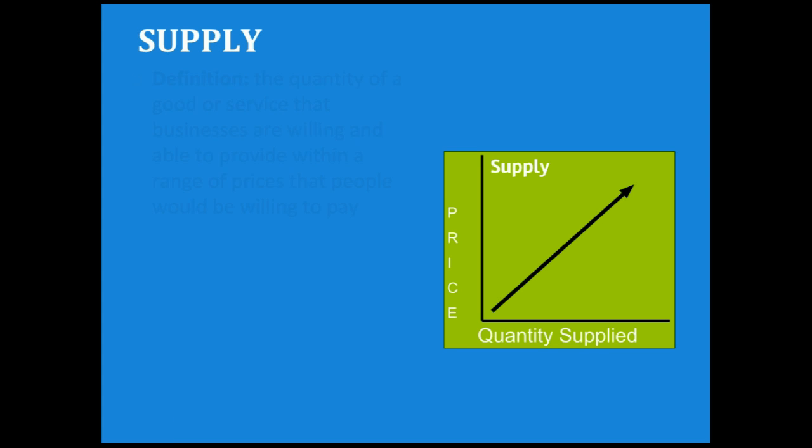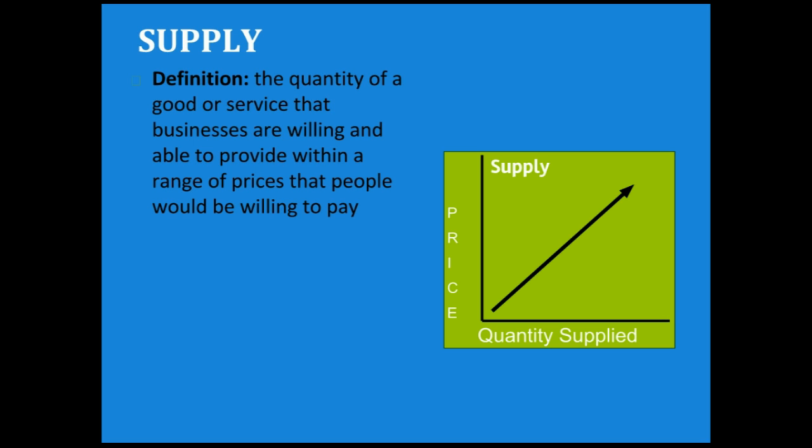So supply. With supply, the definition is the quantity of goods or services that businesses are willing and able to provide within a range of prices that people would be willing to pay. So you can't just charge crazy amounts of money and expect people to say, okay, I'll pay that crazy price. There has to be some type of limitation. For example, if somebody was selling you a tissue box for $500, chances are you probably wouldn't buy it, given it's not coming from a celebrity or there's something very special about it. That's what we're talking about here when it comes to supply.